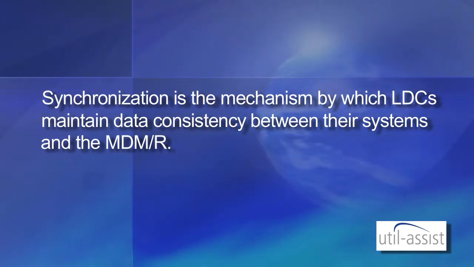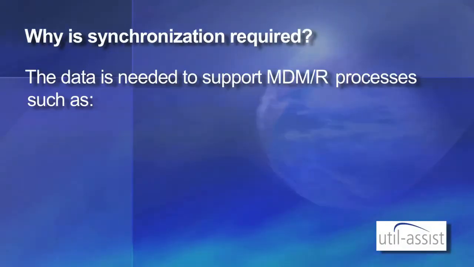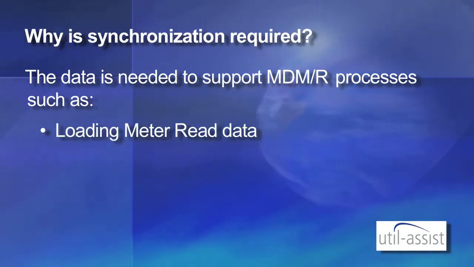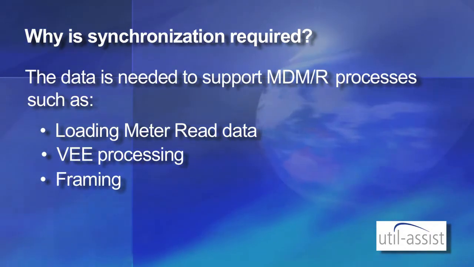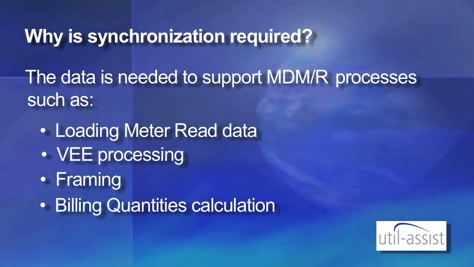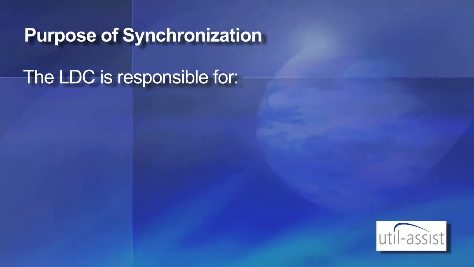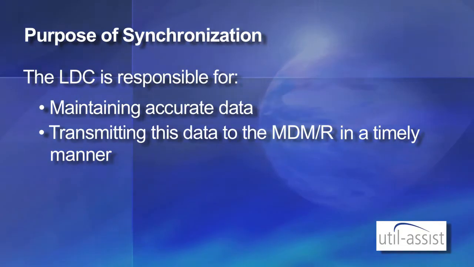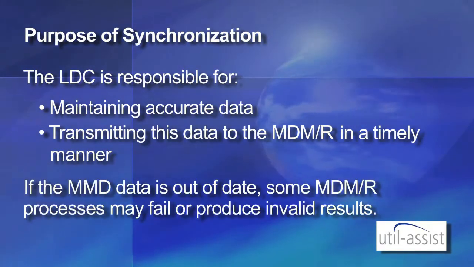What is synchronization? Synchronization is the mechanism by which LDCs maintain data consistency between their systems and the MDMR. Why is synchronization required? The data is needed to support MDMR processes such as loading meter read data, VEE processing, framing, and billing quantities calculation. The LDC is responsible for maintaining accurate data and transmitting this data to the MDMR in a timely manner. If the master meter data is out of date, some MDMR processes may fail or produce invalid results.